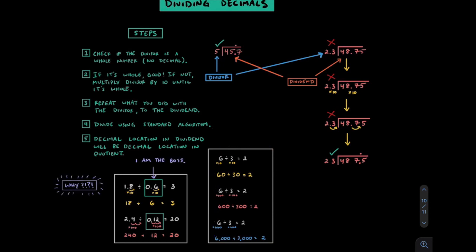The divisor is always going to be in charge and be the boss. If the divisor has 1 decimal place, we're going to multiply both divisor and the dividend by 10. If the divisor has 2 decimal places, both of them are going to be multiplied by 100. This will be the case in all the division problems you're doing with decimals.